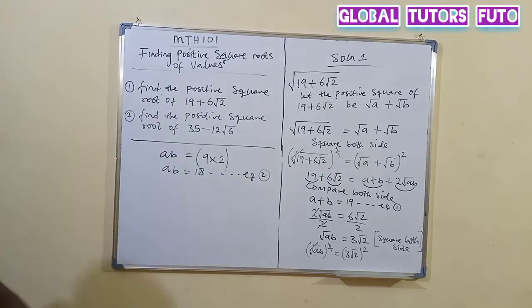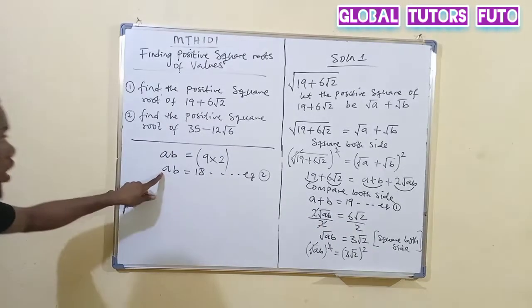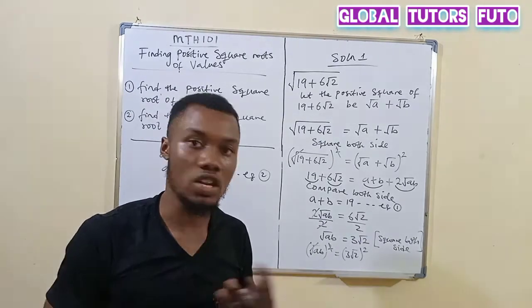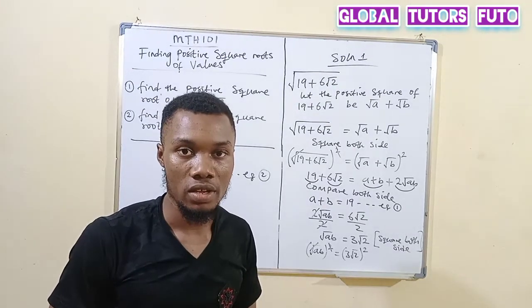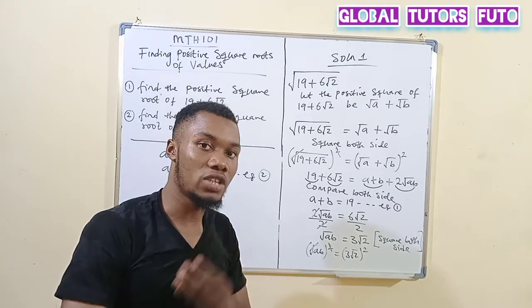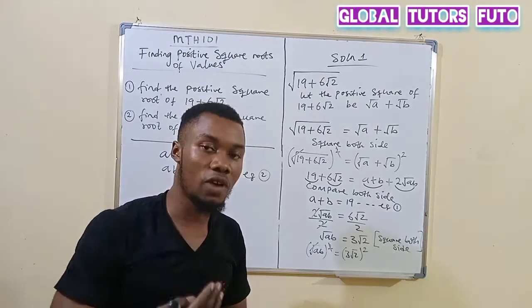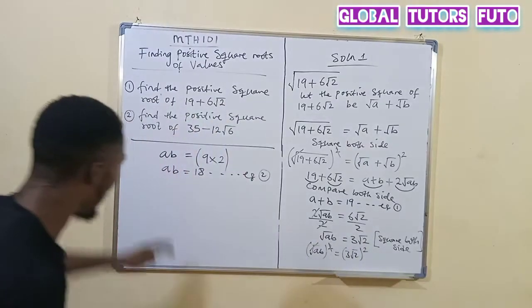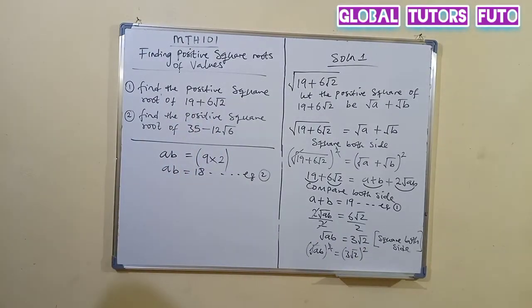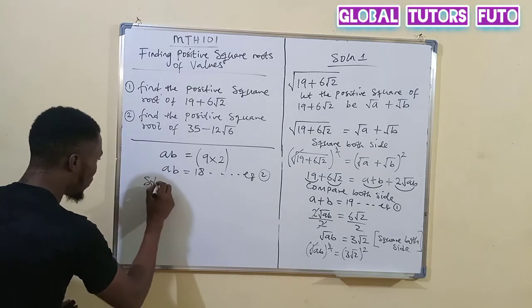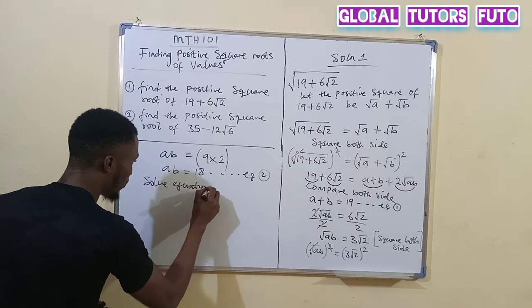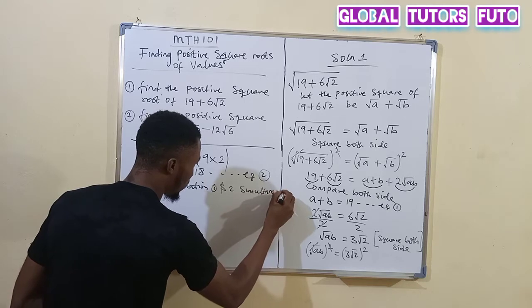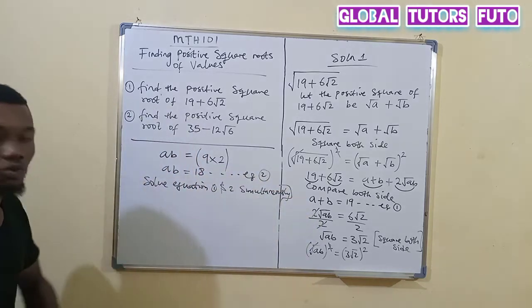So you now call this one equation 2. Remember that this is our equation 1 and this is our equation 2. So remember simultaneous equation, you solve equation 1 and equation 2 simultaneously. Okay? So if you're having any difficulty, please try to go back. You can watch it over and over again. Try and go back, get what you need, then you proceed. So now at this point we're going to solve equation 1 and equation 2 simultaneously.